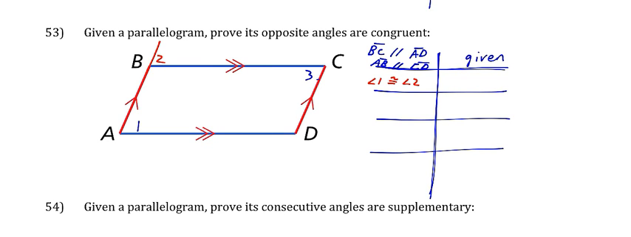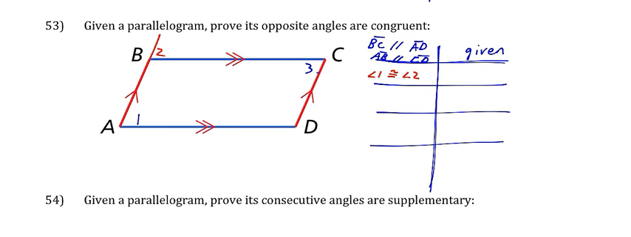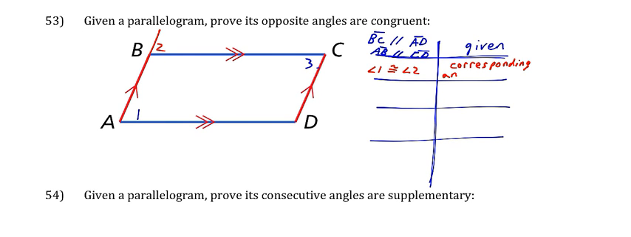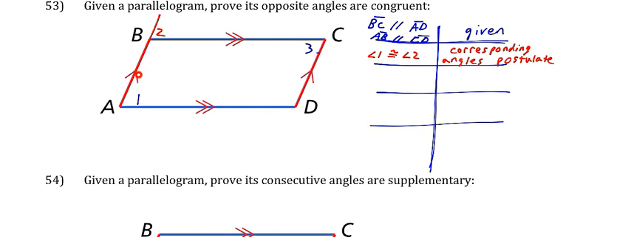They're corresponding angles. I'm going to write corresponding angles postulate. Has to deal with parallel lines. If you don't know what the corresponding angles postulate is, Google it or look back in your notes. You need to know it, and it'll help make you understand this proof a little bit better. Alright, so I jumped from 1 to 2.